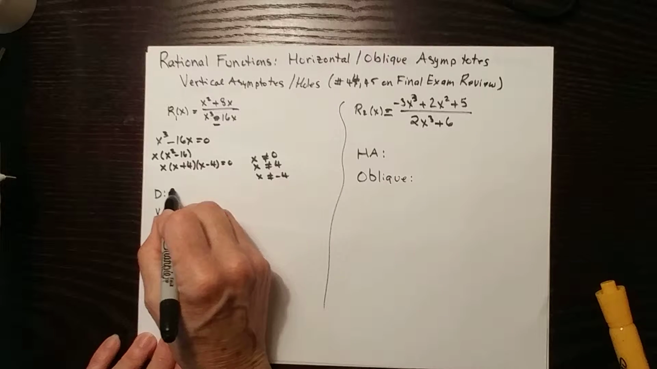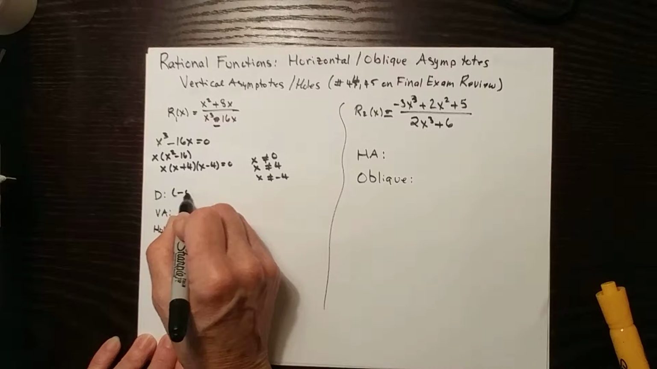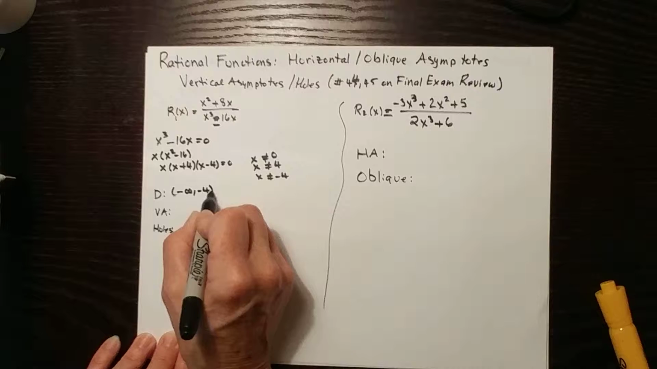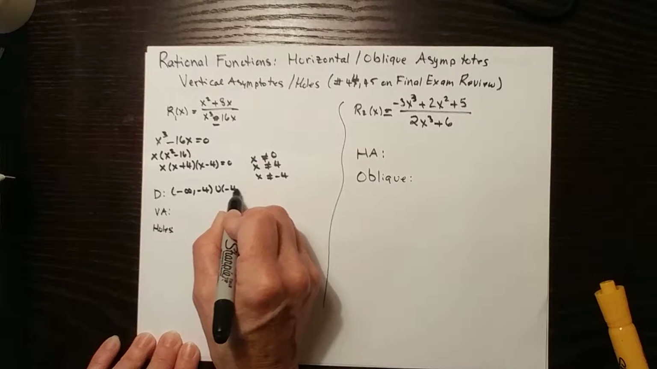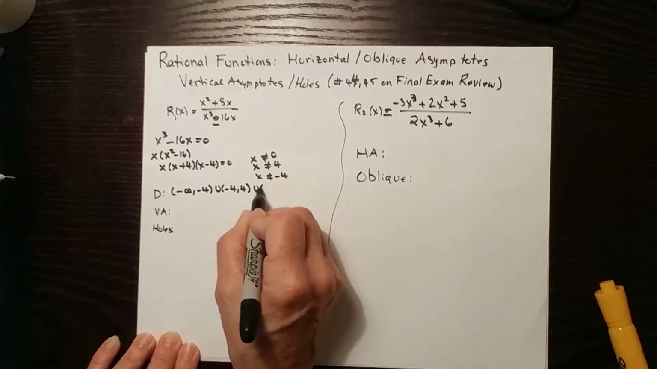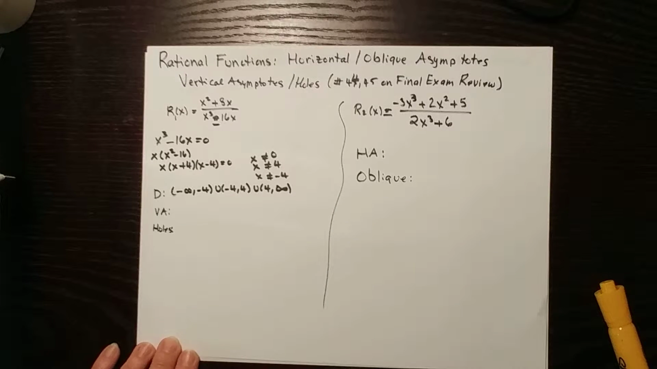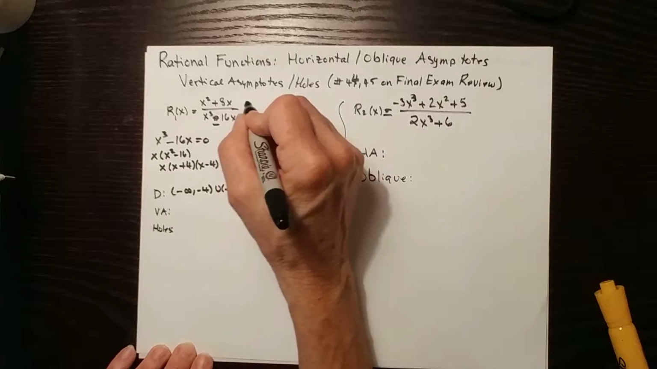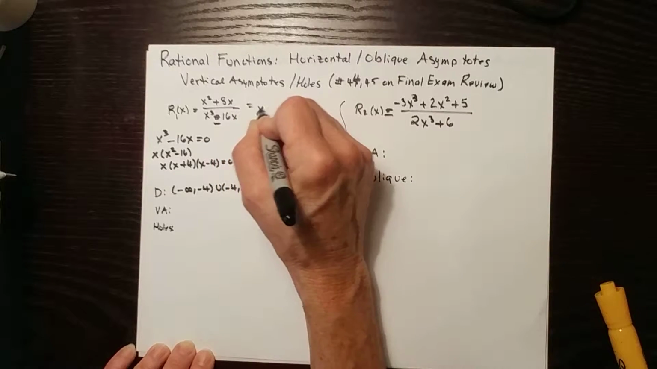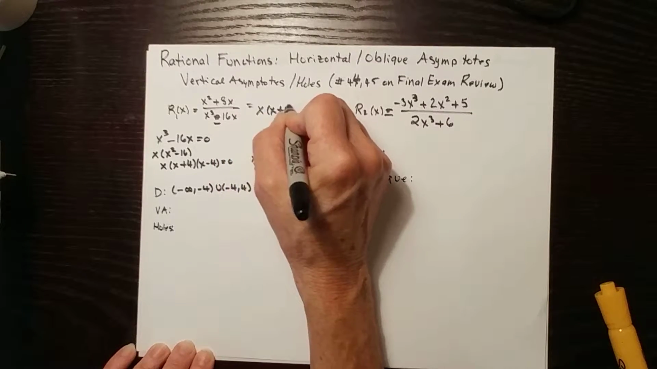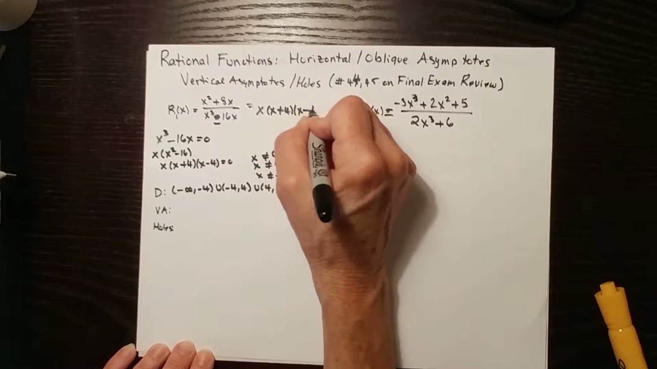So the domain would be from negative infinity to negative 4, union with negative 4 to 4, union with 4 to infinity. That's the domain. It does not change no matter what else we discover about this rational function. Now, what we did discover is that we could factor the denominator. So let's factor the denominator into what we just discovered it would factor into.